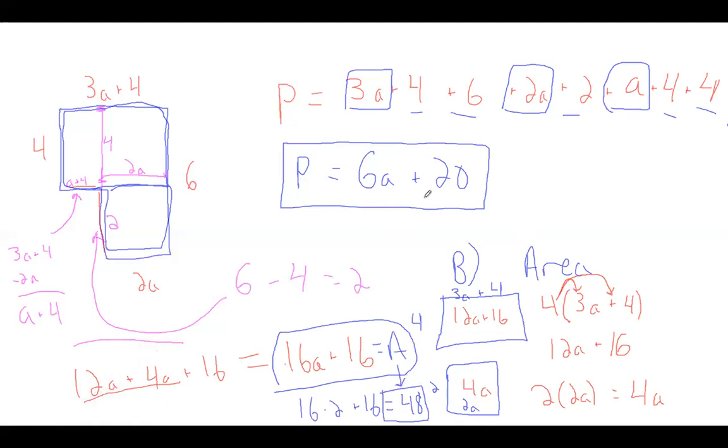And perimeter, here's our formula, right? 6 times, we plug in 2 because they told us a equals 2, plus 20. So perimeter equals 32.